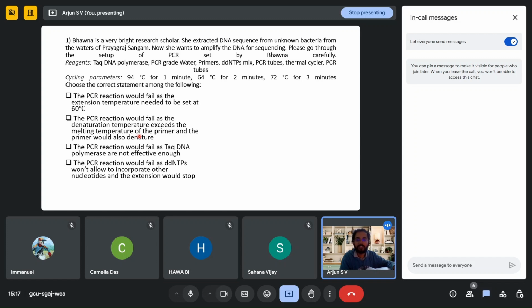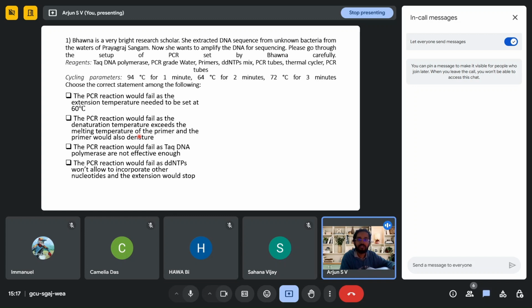So they have asked us to choose the correct statement among the following options. The first option is the PCR reaction would fail as the extension temperature needed to be set at 60 degrees Celsius. Second option is the PCR reaction would fail as the denaturation temperature exceeds the melting temperature of the primer, and the primer would also denature. Third option is the PCR reaction would fail as Taq DNA polymerase are not effective enough. The fourth option is the PCR reaction would fail as ddNTPs won't allow to incorporate other nucleotides and the extension would stop.